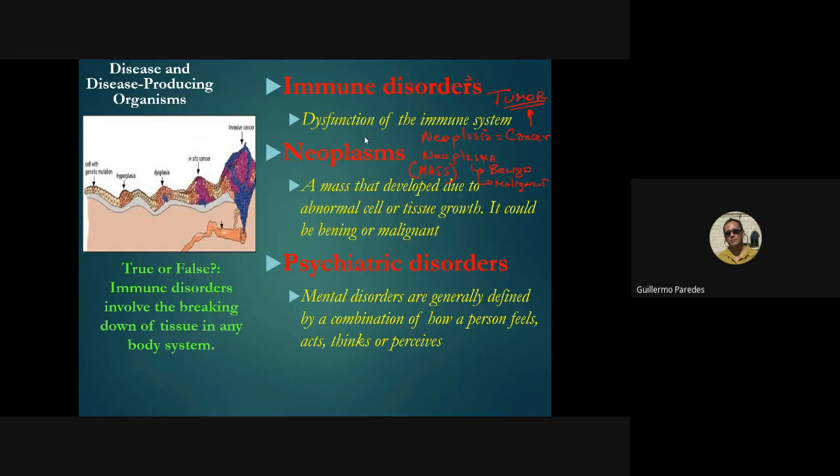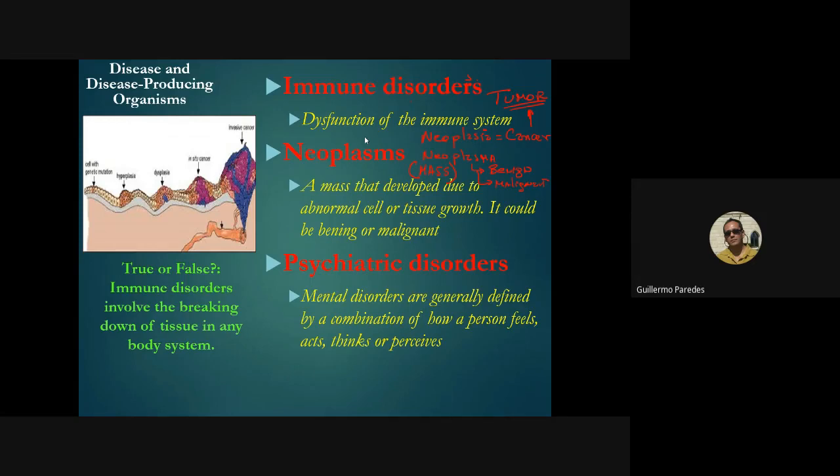For example, you have an ultrasound of your ovaries, you're pregnant or something, and you see a cyst. They call it a cystic mass. They don't call it a cystic tumor, because if you hear cystic tumor, that means cancer of the ovary. A cystic mass is basically benign. Are you okay with that? Okay.